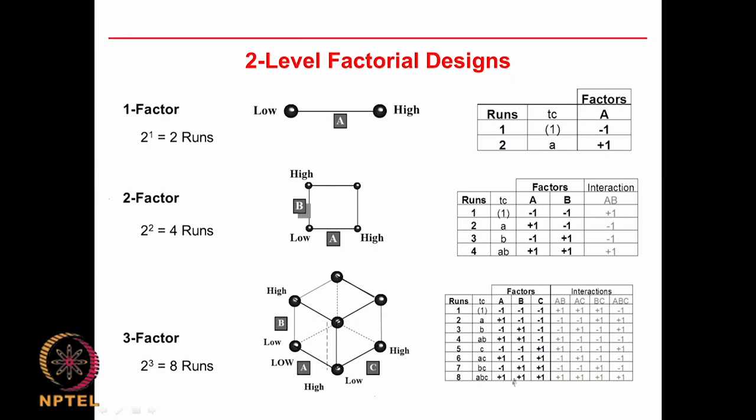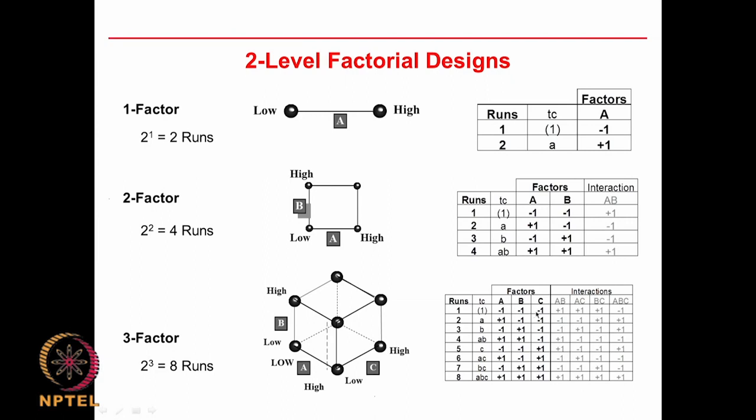Now, how do we get the interactions? AB interaction, you multiply A and B columns, okay? Minus into minus is plus, plus into minus is minus, minus into plus is minus, plus into plus is plus, and so on. So, the AC column is A into C, BC is B into C, ABC is all 3 multiplied together.